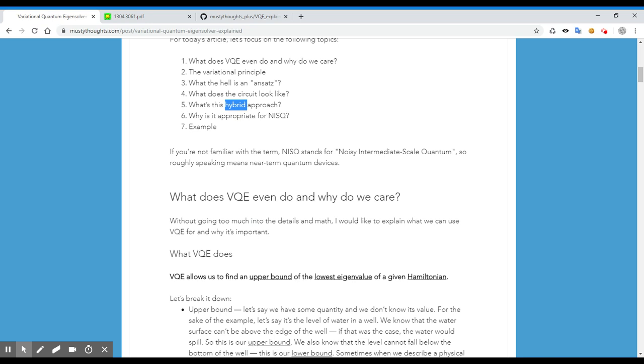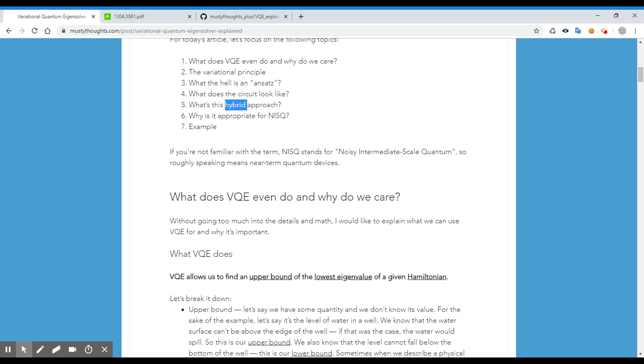Although there are some papers that I read in the past where they explain how to do gradient techniques for optimization directly on the quantum computer. But why is it appropriate for NISQ? It's because I think those circuits are not really big, so they are quite resilient to noise, or noise friendly. If you're not familiar with the term NISQ, it is noisy intermediate scale quantum. So this, speaking, means near term quantum devices.